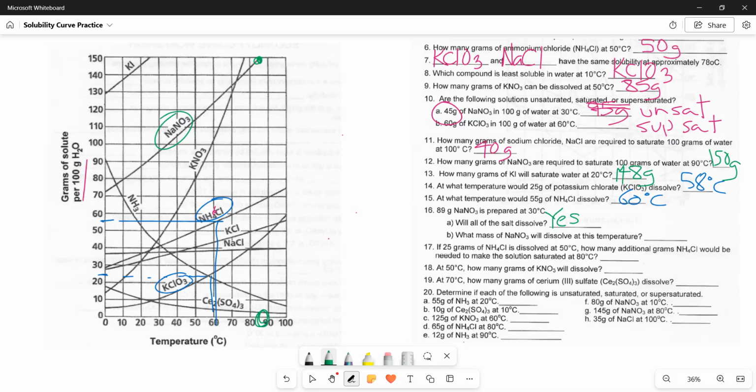What mass of sodium nitrate will dissolve at this temperature? Well, if we come across to here, it's going to be 148 grams. Ugh, that does not look legible. Let's fix that.